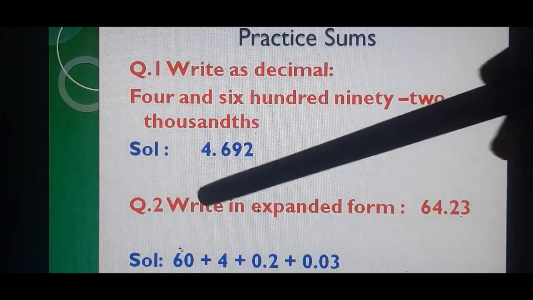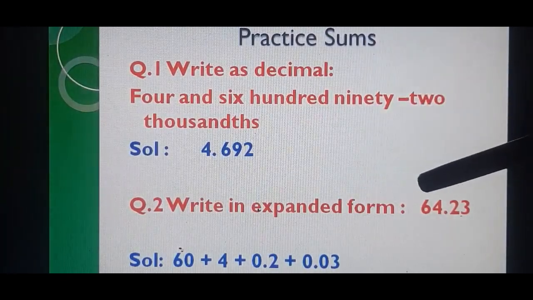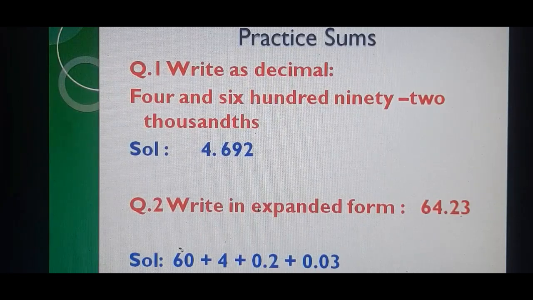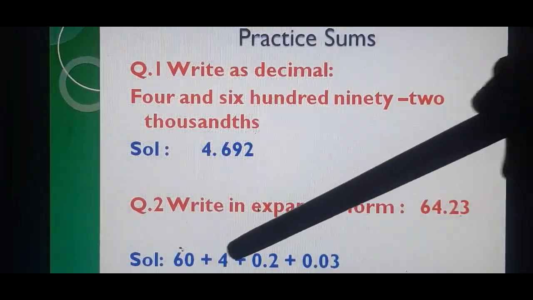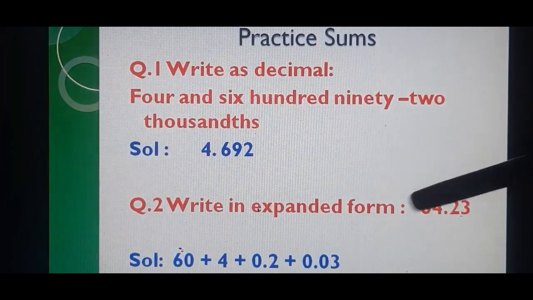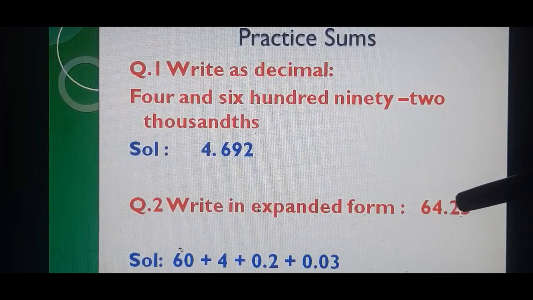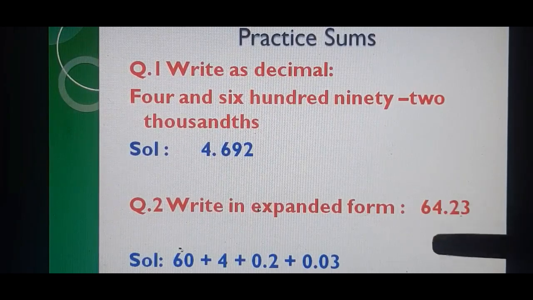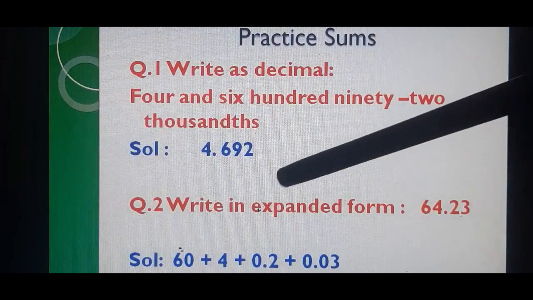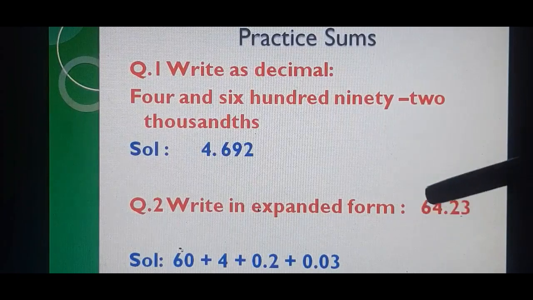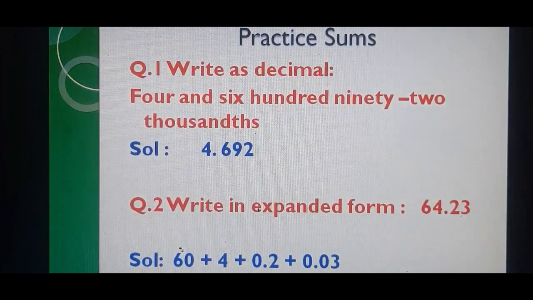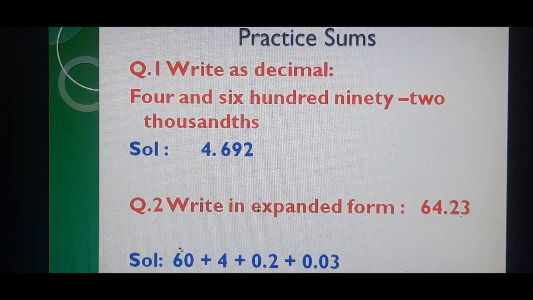Right? Question number 2. Write in expanded form 64.23. 64 is the whole number part, that is 60 plus 4, plus 0.2, that is 2/10, plus 0.03 because 3 is at the hundredths place. So its place value will become 0.03. In expanded form, basically we are taking the place value of each digit and then putting a plus sign between them. Expand means to open.